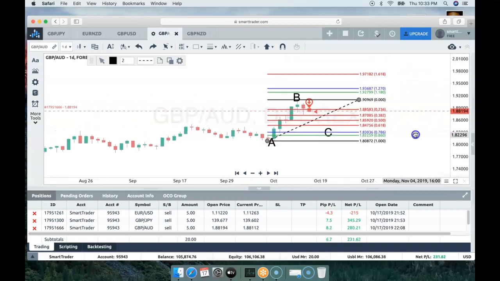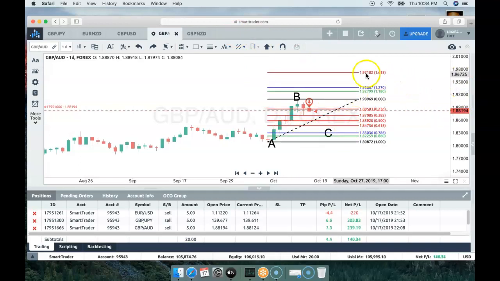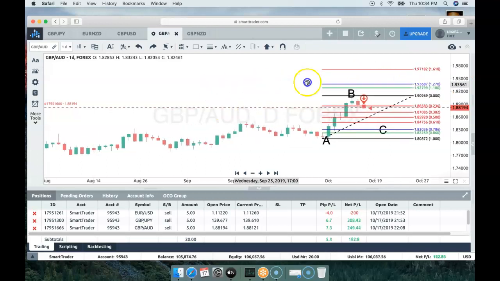Okay, this is probably one of the best trading systems I've come across in my 15 years of trading. I've always traded with candlestick patterns and Fibonacci, but the smart trader has an incredible tool to help you determine where the exit points are. Okay, so let me give you an example of that.